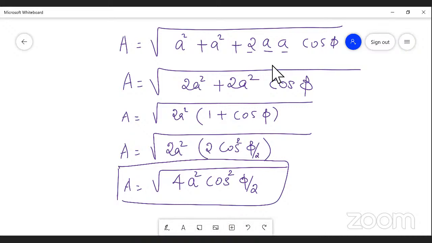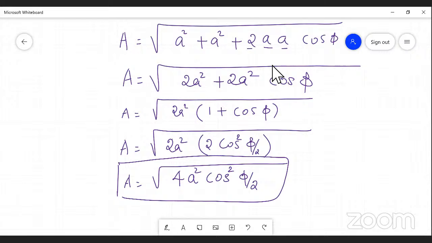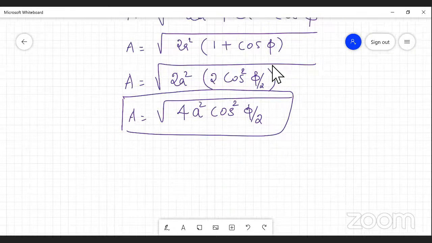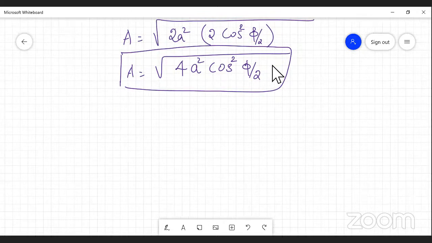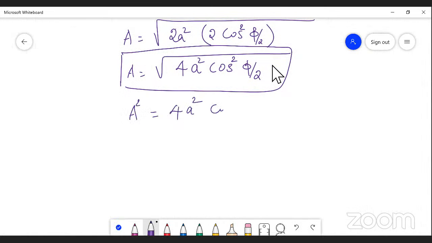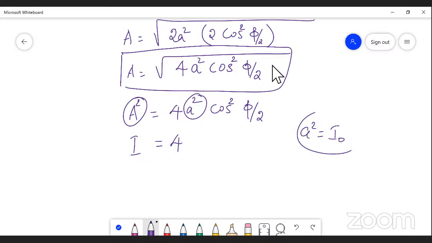Now take the square value. The square value: A square is equal to 4A square cos square phi by 2, as the root cancels. The square of the amplitude is directly proportional to intensity. So I is equal to 4 I naught cos square phi by 2, where I naught is the intensity of each wave.